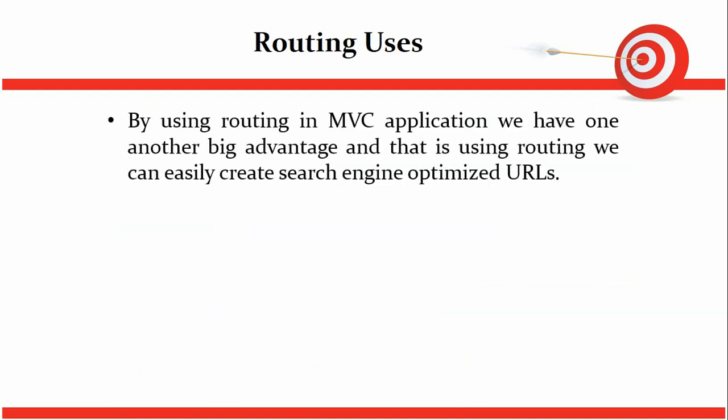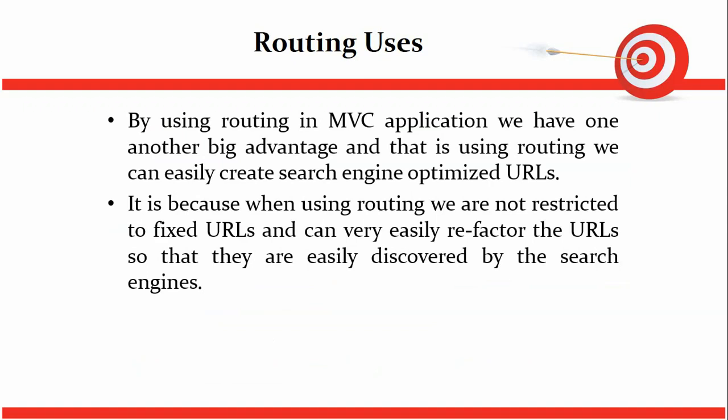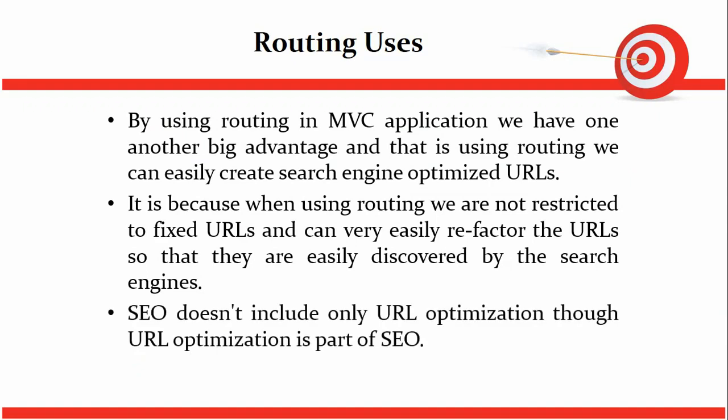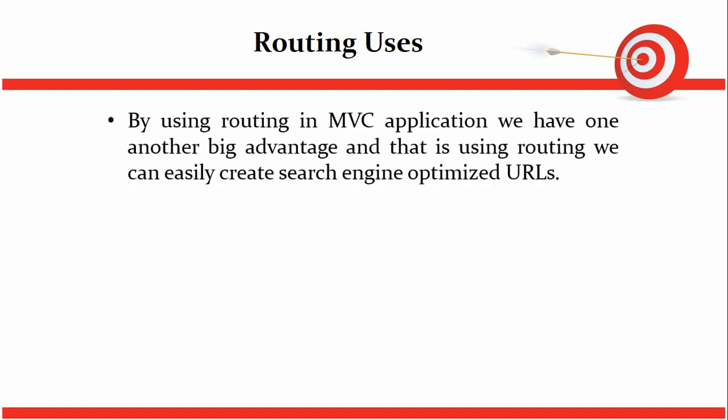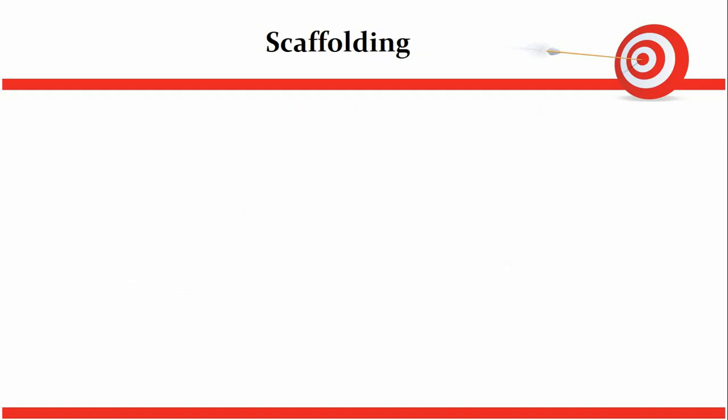What is the use? I have already explained that, but let me just go through one thing. It's very important to understand that it will easily create a search engine optimized URL. It is used in routing when you are not restricted to a fixed URL. We can easily refactor that URL so that it can be easily discovered by the search engine. It doesn't include only URL optimization. URL optimization is part of search engine optimization. It's not just the URL, it also depends on the meta tag you pass, but URL optimization is a part of SEO. One more big advantage is that, already told that.